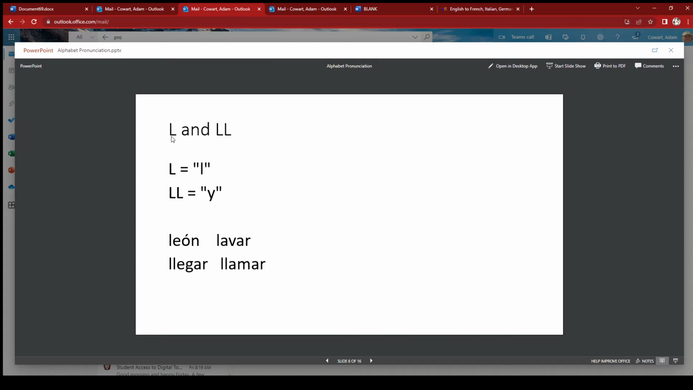Okay, now this is a big one. L in Spanish is like an L in English. It goes L. Two L's make a Y sound. Okay? So here we go. Here is this word. León, lavar. And here's two L's. When you see two L's, think of it as a Y. So this is llegar, llamar. Llegar, llamar.